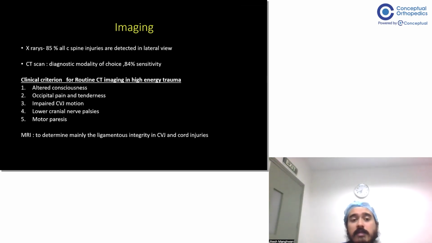Imaging: X-rays in 85% of the injuries would possibly detect some form of fractures in the lateral view. However, when we talk about the junctional area, that is the cervicothoracic junctional area, that won't be visible. But over here, when we talk about the craniovertebral junction, in 85% of the injuries we could detect some form of fracture. The diagnostic modality of choice is a CT scan with an 84% sensitivity.